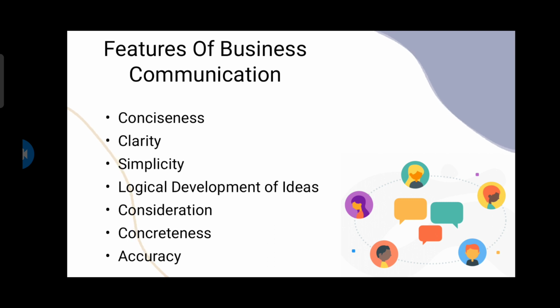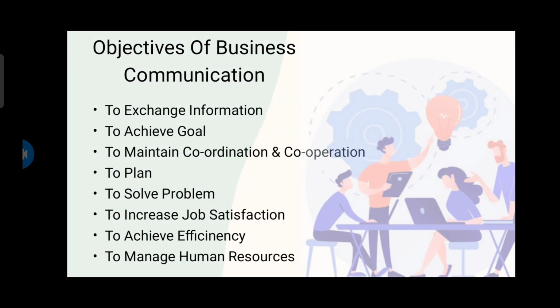Last one is the accuracy. It is very important to maintain accuracy in business communication. Inaccuracy may hamper the effect in business communication. Accuracy in terms of information, facts, figures, and grammar, use of words, spelling, and punctuation marks needs to be maintained. Next slide is the objectives of business communication.